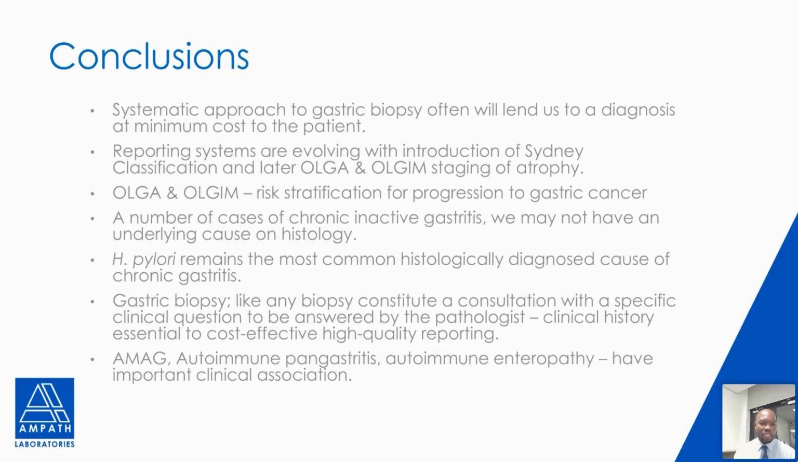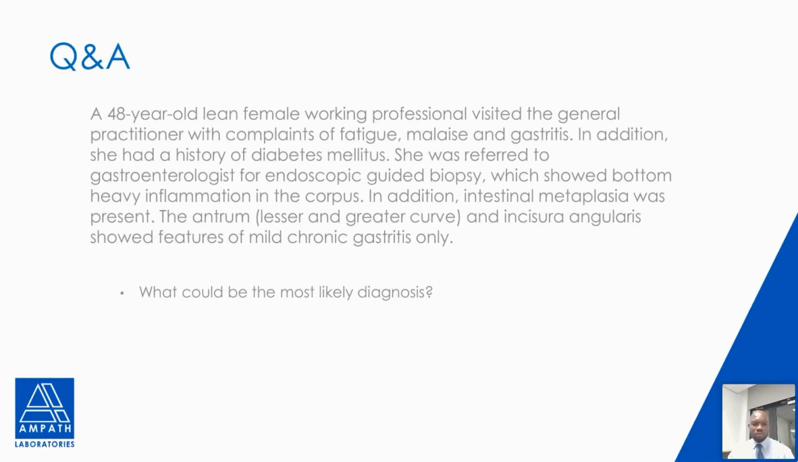And for that, the clinical history becomes very important. Even more importantly, it makes us able to give a cost-effective, high-quality report. Without the clinical context, we are always fishing for anything and everything. So we do need that information to be provided to us. Autoimmune metaplastic atrophic gastritis, autoimmune pangastritis, and autoimmune enteropathy have important clinical associations that we need to be aware of, and make sure that when we get such a diagnosis, we do the appropriate follow-up.